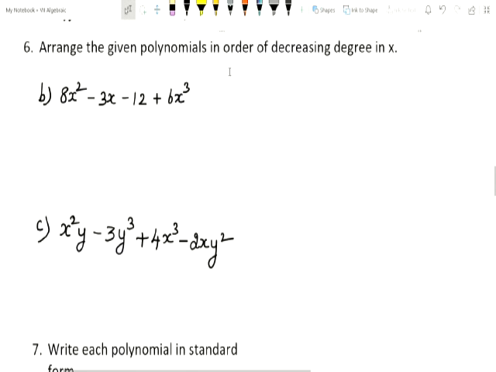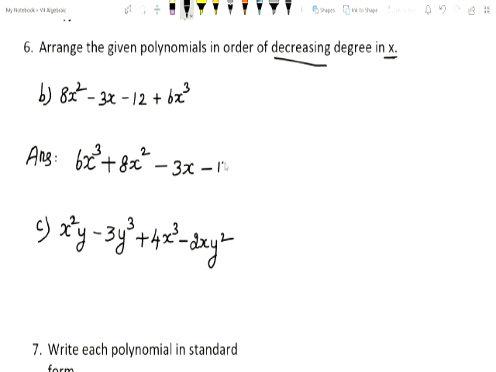Arrange the given polynomials in order of decreasing degree in x. Okay, we should arrange the degrees in decreasing order. Decreasing means highest to lowest. See here, the first power is 2. Here power is 1. This is a constant, so the power is 0. And here the power is 3. So which is the highest power, children? 3 is the highest power. So first you write 6x cube plus 8x square minus 3x minus 12. You understand, children? See the next question.